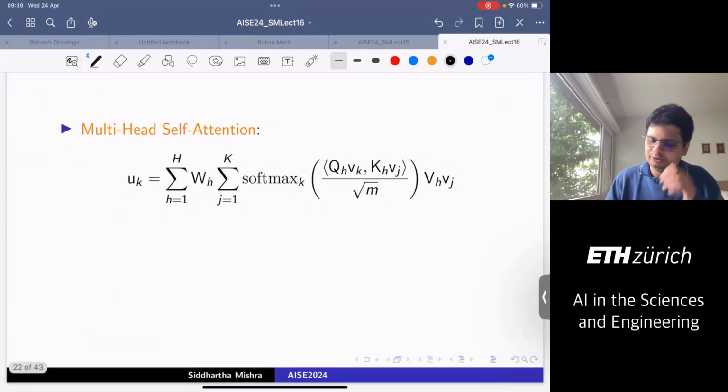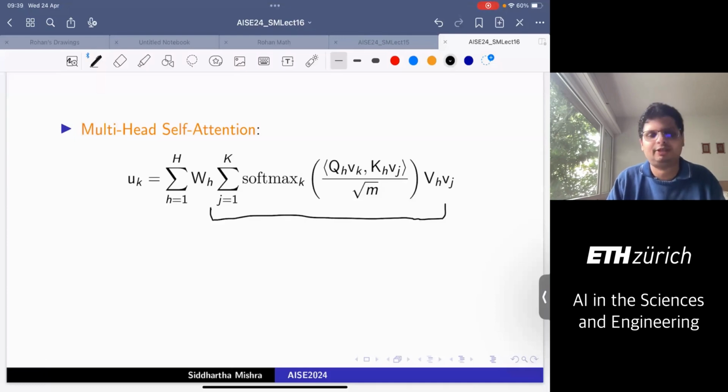Now a single head would have been just this operation. But people are not just content with that. They say, aha, there's no reason why there should be only one route in which this information is being parsed. It can be parsed in different ways. So they introduce multi-head. You can see that for each head, H is the head.